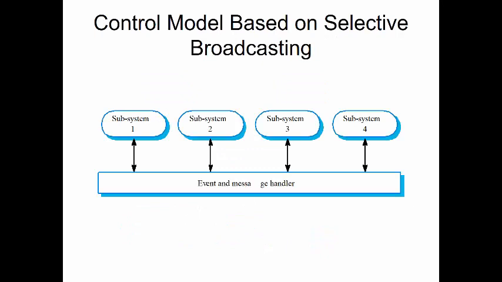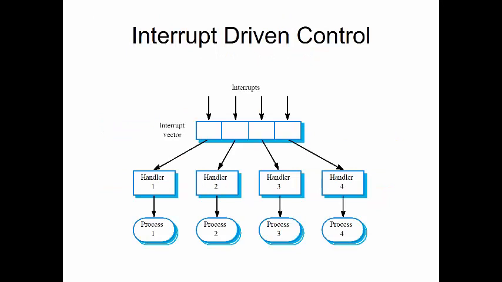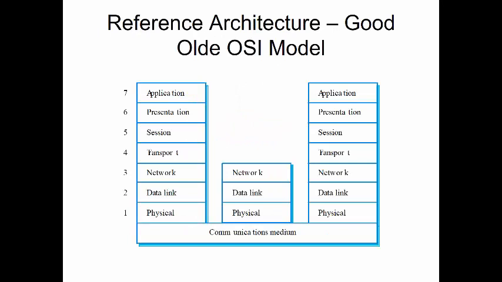Control model based on selective broadcasting. You have event and message handlers that send statements or messages to various different subsystems. The interrupt-driven control, again, this is one that's good for hardware. You get interrupts. These go to interrupt vectors that pass them off to the appropriate handlers that call the appropriate processes, and the good old OSI model.